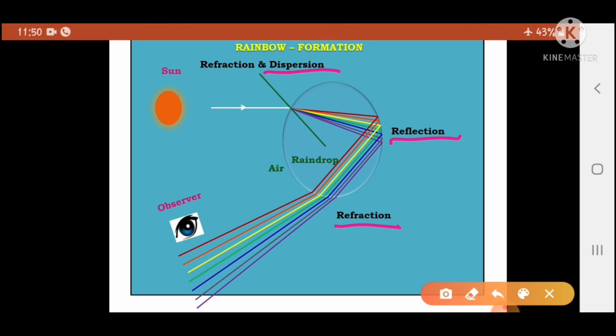So I hope it is now clear how rainbow formation takes place. A small paragraph is also given in your textbook. Just go through it. The diagram of the rainbow is very important and you have to draw it. You will get the figure on page number 78, figure 6.10, rainbow production. Correct? So I hope it is clear.